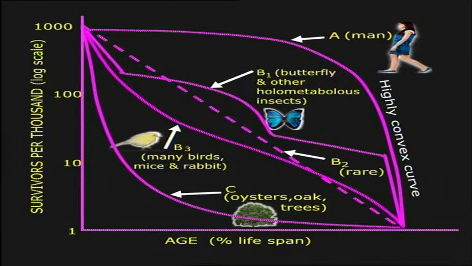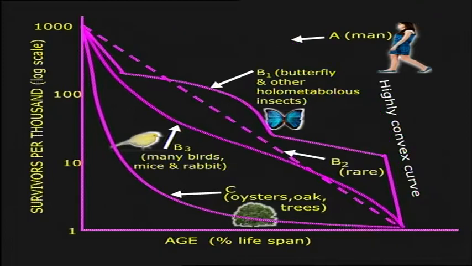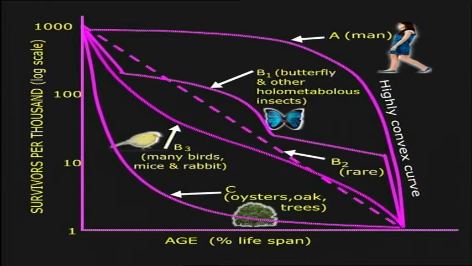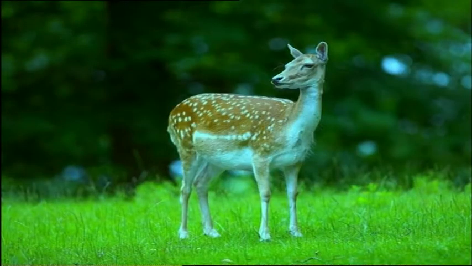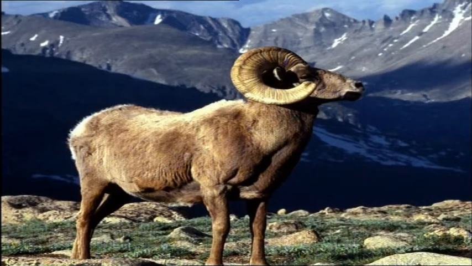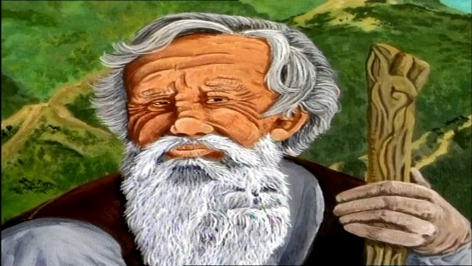First is highly convex curves. Curve A in the figure is characteristic of the species in which the population mortality rate is low until near the end of lifespan. Thus, such species tend to live throughout their lifespan with low mortality. Many species of large animals as deer, mountain sheep and man, etc. show such curves.